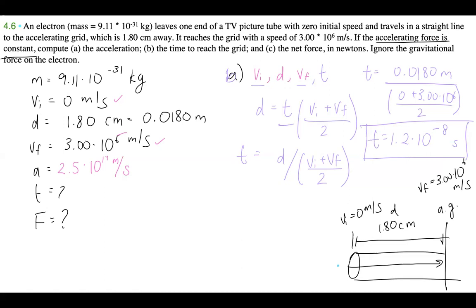For part C, I'm not going to erase part B just because I'm so afraid to erase. So part C is going to be the net force in newtons. So force is equal to mass times acceleration.